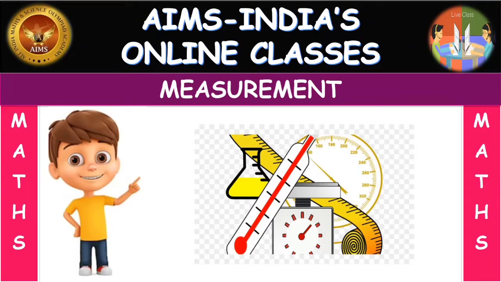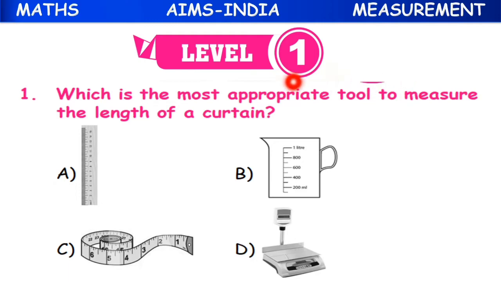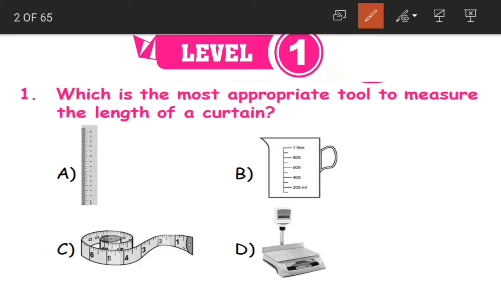So in today's class we are going to discuss multiple choice questions from the chapter measurement. Okay, now coming to the level 1 questions, the first question is, which is the most appropriate tool to measure the length of a curtain? What is this, children? From the given 4 tools, what do we have?